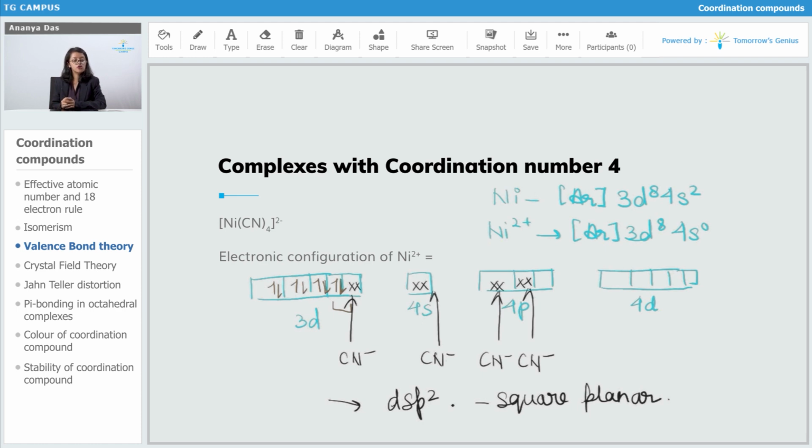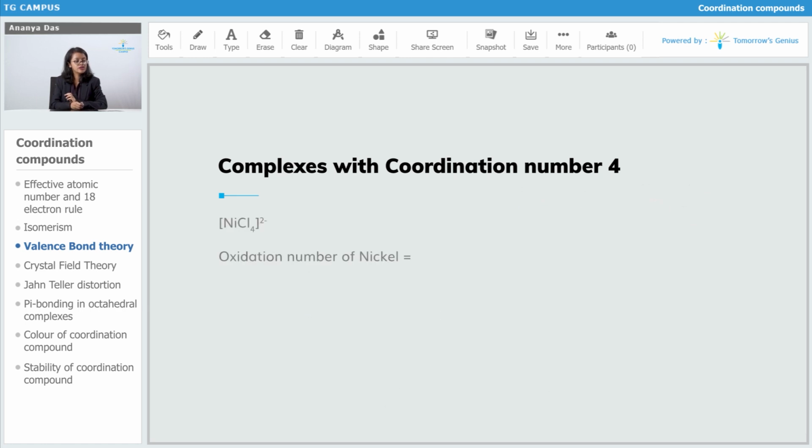Now let's go on to the next complex. In the next complex, what I have changed is the ligand. Nickel is the same. You will see that the oxidation number will also come out to be the same. So that's x plus 4 into Cl is equal to minus 2. So x minus 4 is equal to minus 2, so x is equal to plus 2. So nickel has an oxidation state of plus 2. That means it exists as Ni2+.